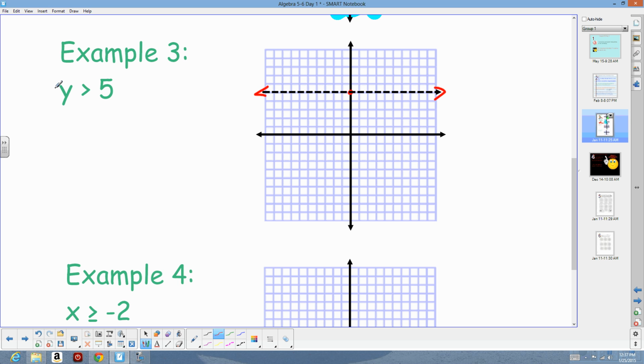And now we want the numbers greater than 5. So all the numbers y that are greater than 5 are up here above the line. So we're going to shade this part up here.